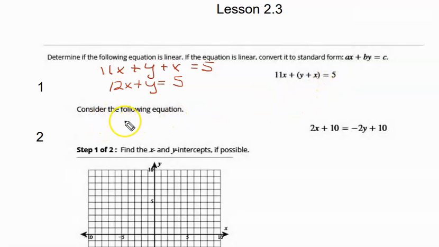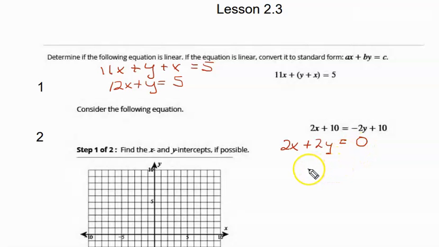Item number 2, consider the following equation. Find the x and y intercepts if possible. Okay, so for this, we have to put it in standard form. So our 2x is there. I'm going to bring the y over to this side as a positive 2y, and my 10 over to this side where it becomes a negative 10. So this side becomes 0. So this is now in standard form.